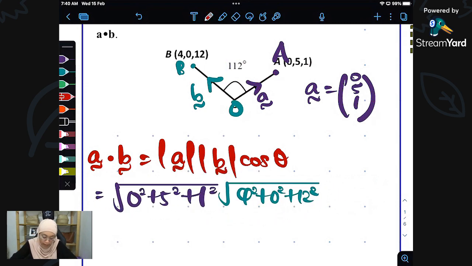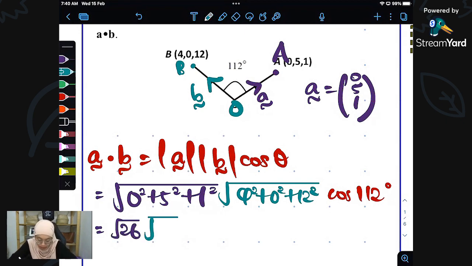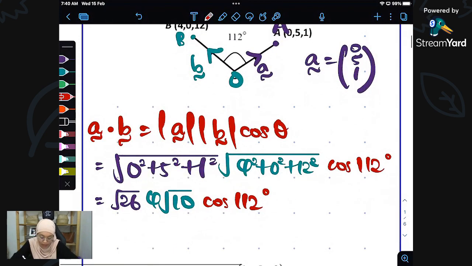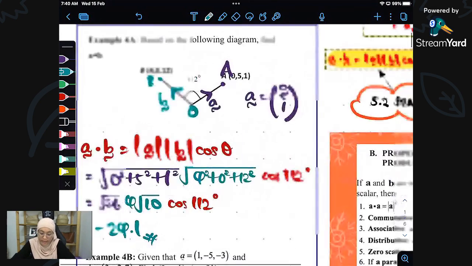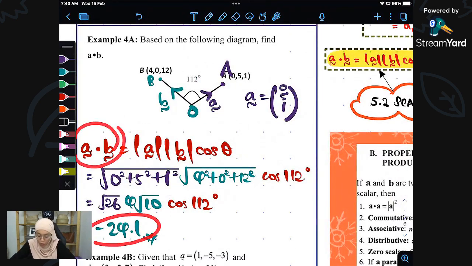We must also multiply by cos 112 degrees. And when you use your calculator, you will get square root of 26, and this one is 4 times square root of 10, and then times cos 112. The value is just negative 24.1. That's it. That is the A dot B scalar product.